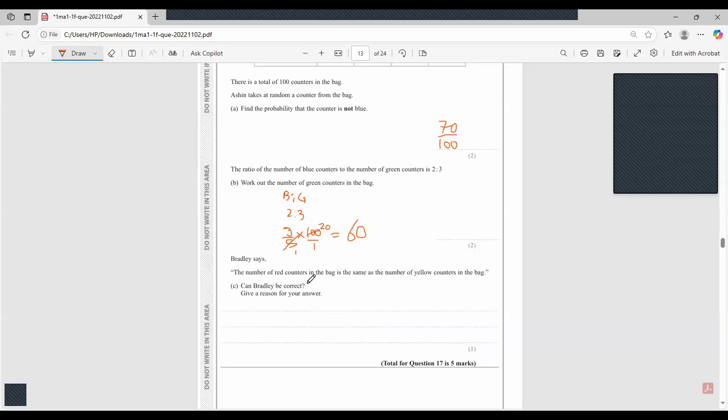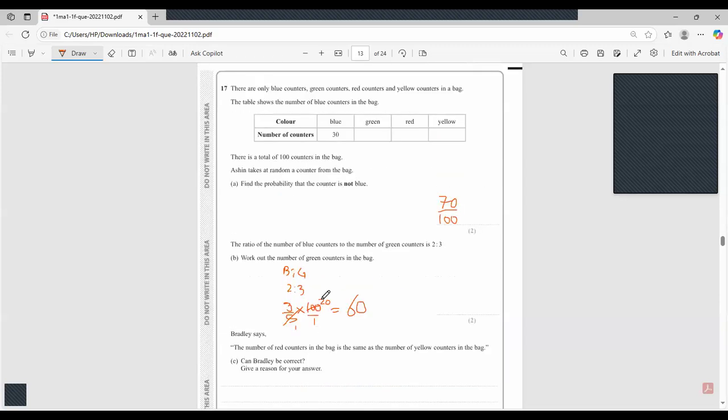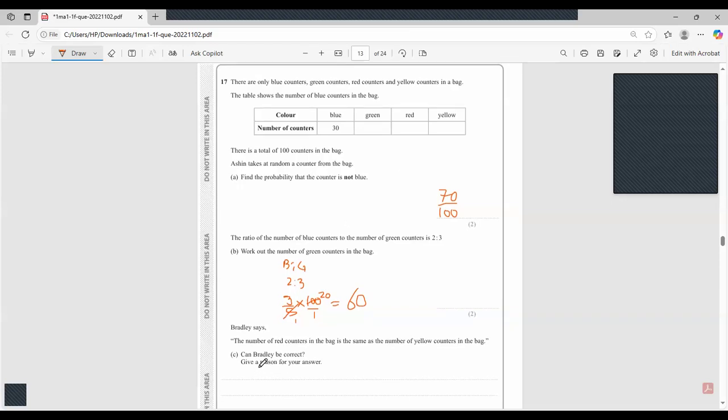Then is Bradley. Bradley says the number of red counters in the bag is the same as the number of yellow counters in the bag. Can Bradley be correct? Give a reason for your answer. Well, let's see if Bradley is correct. Now, you know there are some things we cannot be so sure about in this question, because right now we only know the number of blue counters and the number of green counters. So I want you to imagine for a moment, the number of blue counters. Blue is 30. The number of green counters is 60. Is it possible? Green is 60.